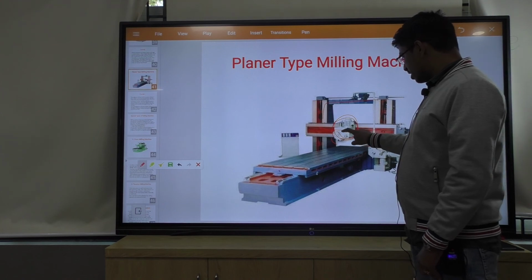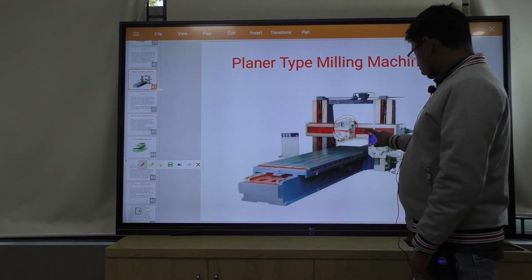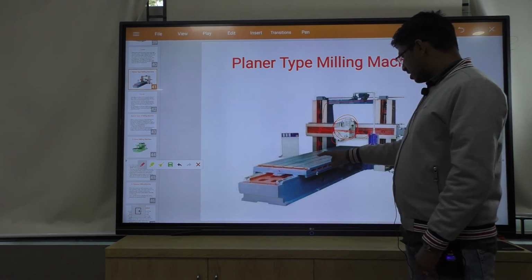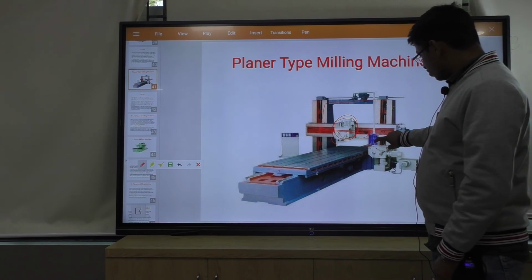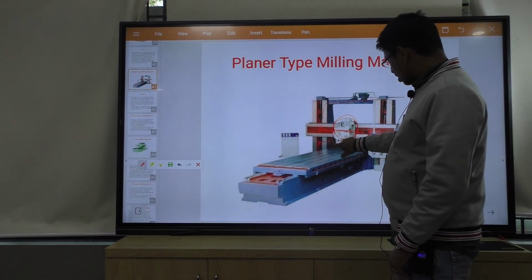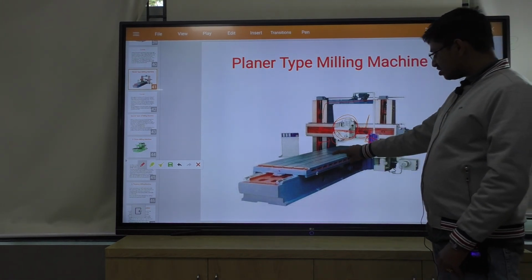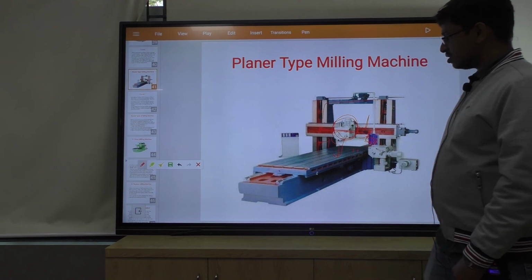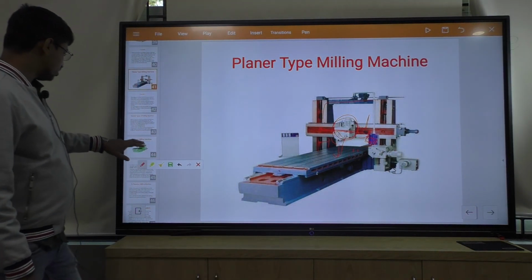This multi-point milling cutter moves in these directions to remove metal in this wide or heavy workpiece. And also we can provide another milling cutter there, and this cross rail is provided to accommodate different heights of the workpiece. This is one heavy machine.